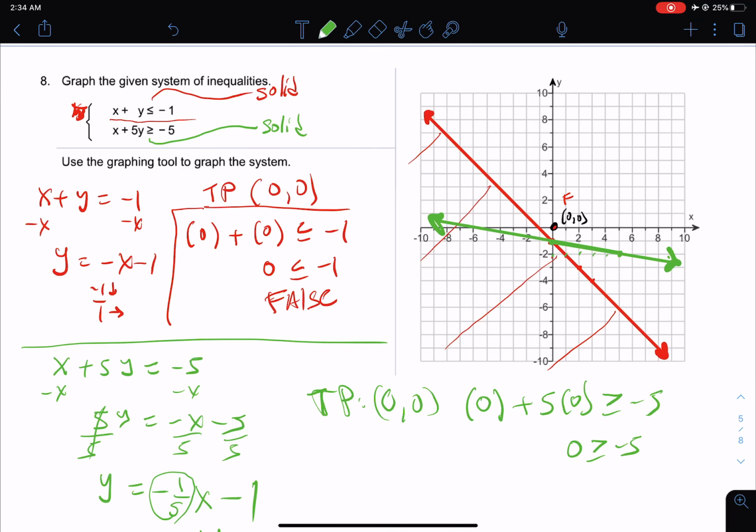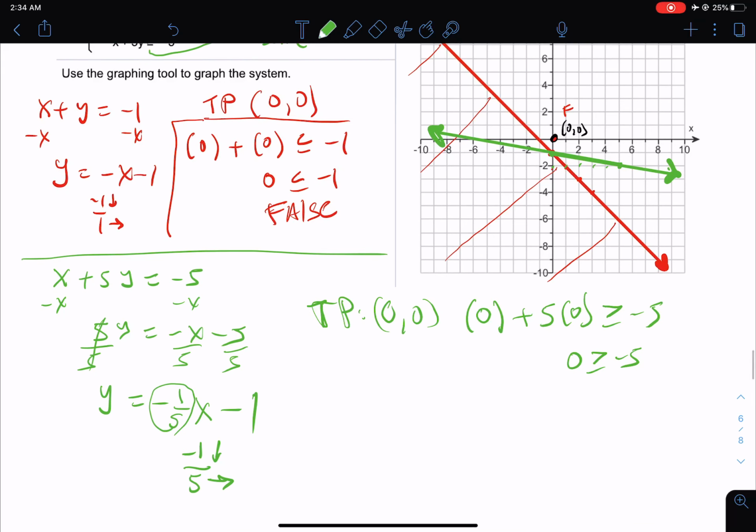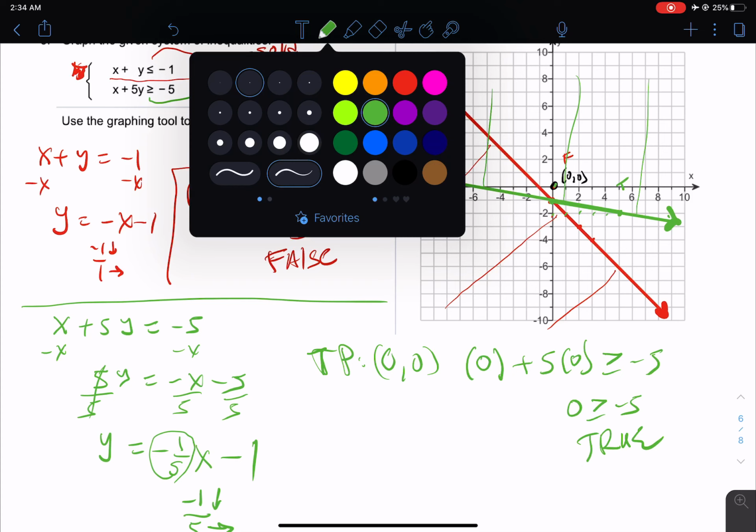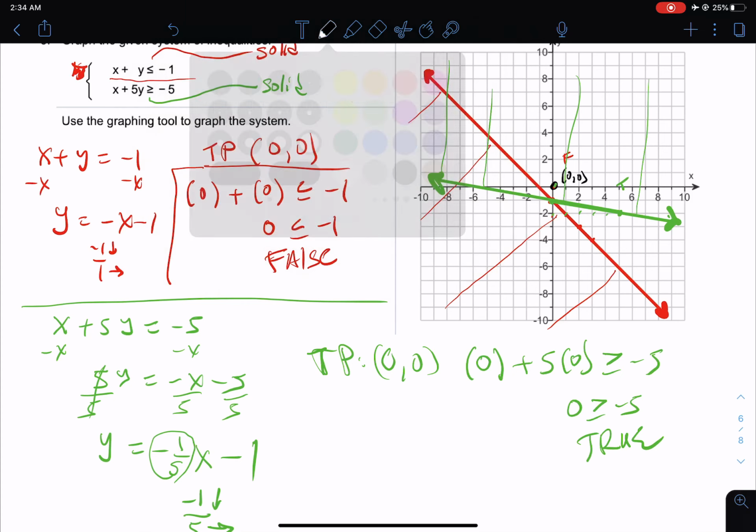Is it better to have $0 or owe someone $5? Oh, this is true, right? True. 0 is greater than negative 5, greater than or equal to negative 5. So since my test point of 0, 0 was true for the green, this is the true side. So we shade on the true side. And now you can see the double shaded region. The double shaded region is going to be this stuff right here. It's green and it's red.